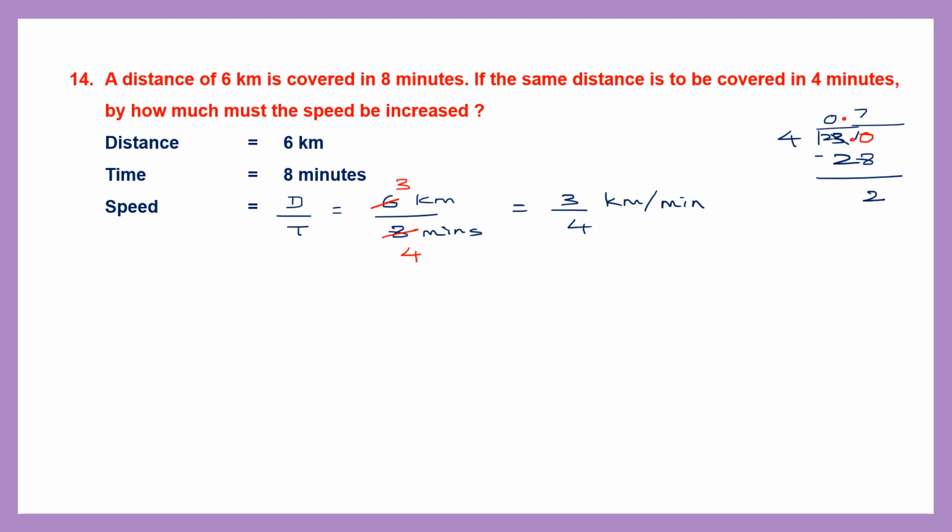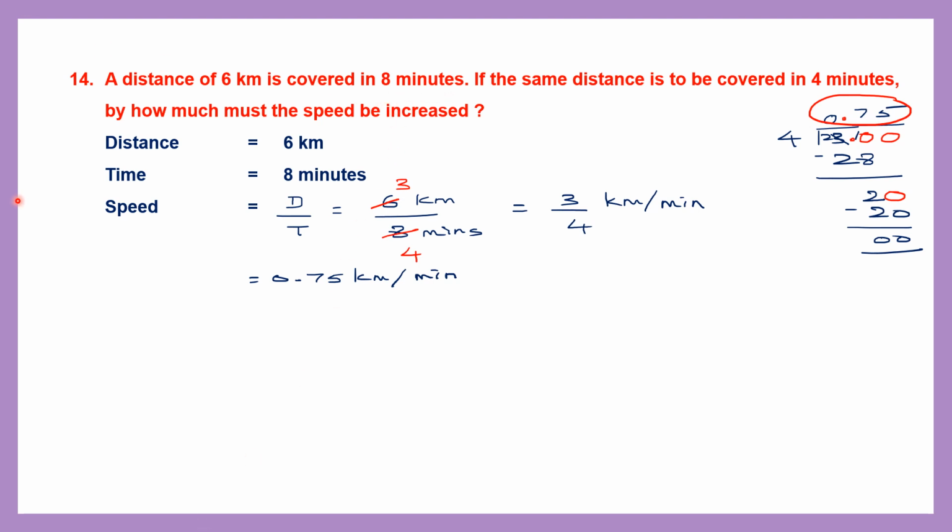Now the remainder is not 0, so I'm going to continue again. Put a 0, bring that 0 down. Now the number is 20. 4 5s are 20 minus 0. So now the remainder is 0. We can take our quotient 0.75. So now the speed is 0.75 kilometer per minute. Okay, this is when the time is 8 minutes.